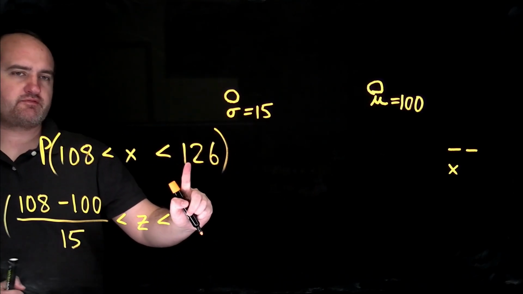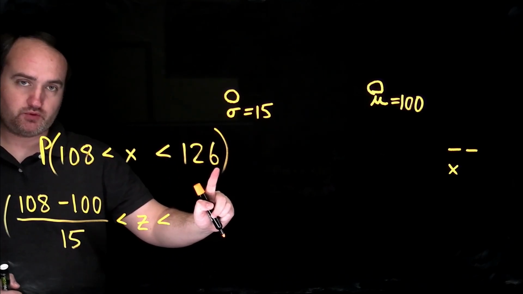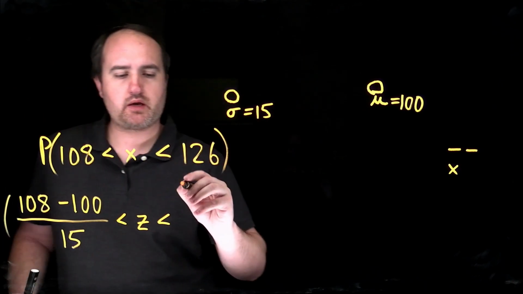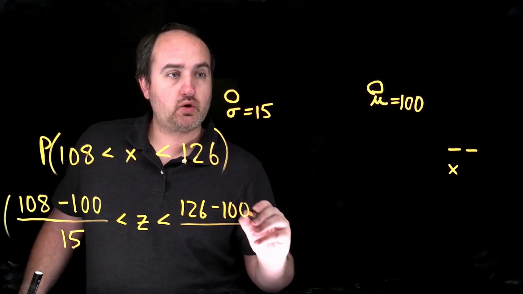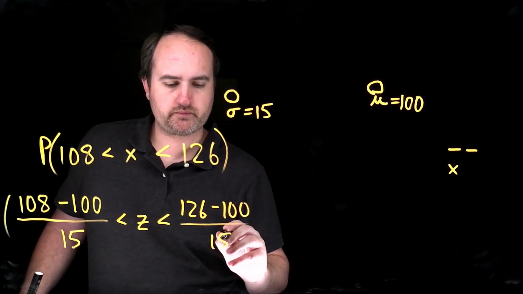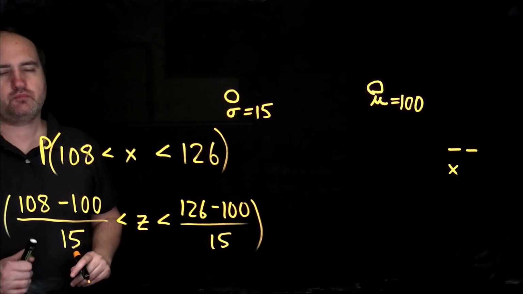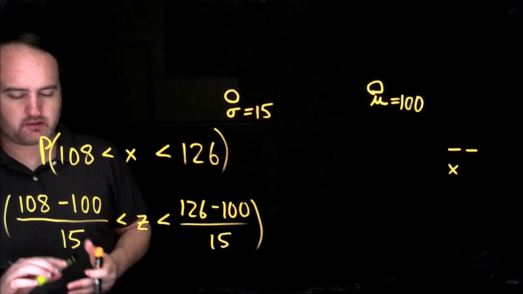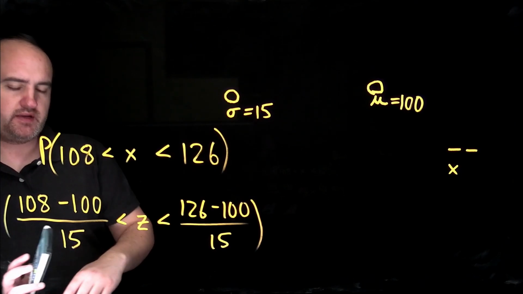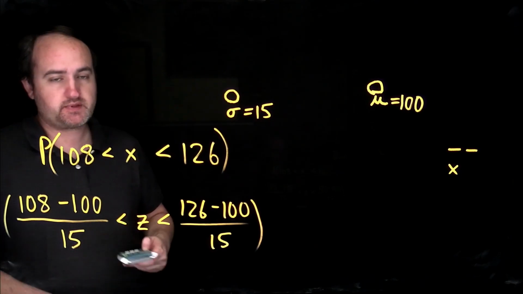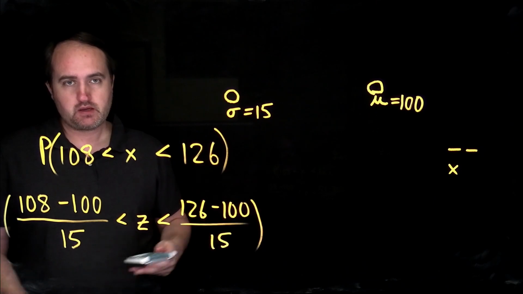So over here, we're going to have, once again, x minus mu over sigma. So that's going to be 126 minus 100 over 15. Okay, and then we want to just type these into our calculator and round to 2 decimal places because they're now going to be z-scores.